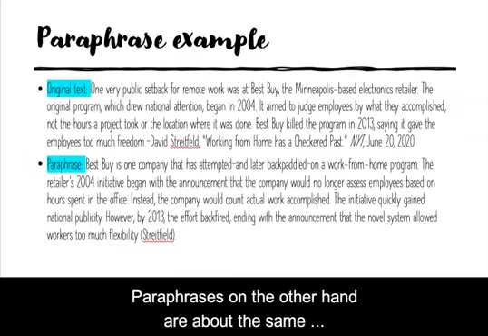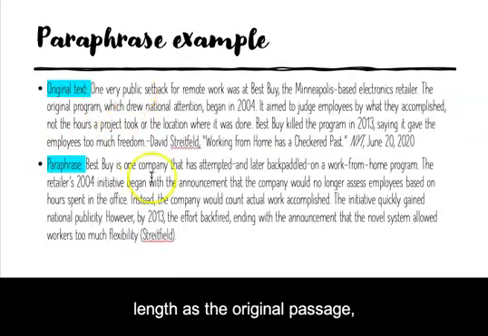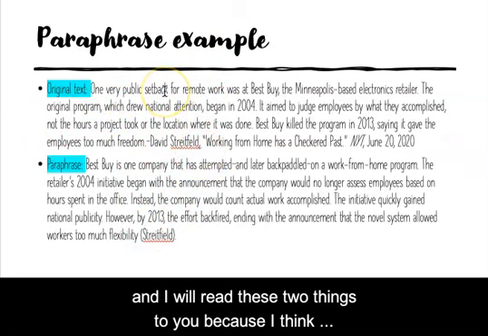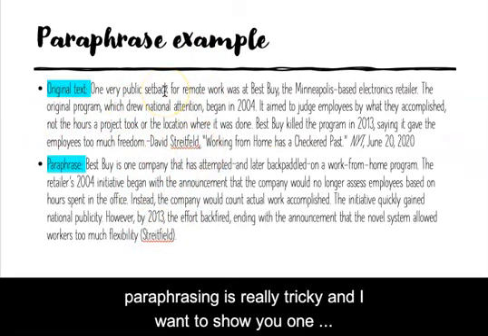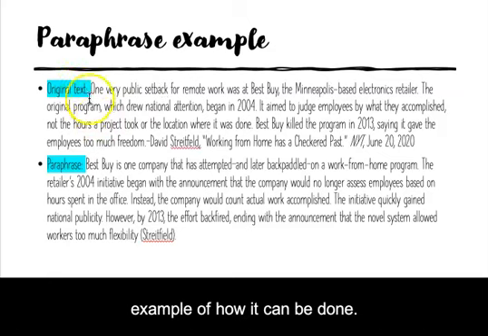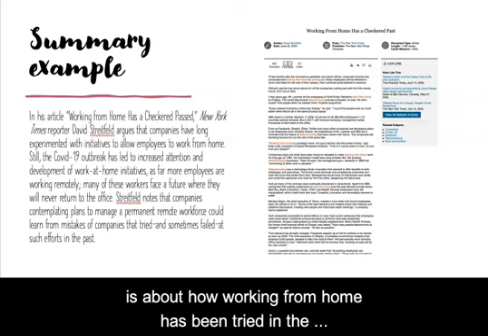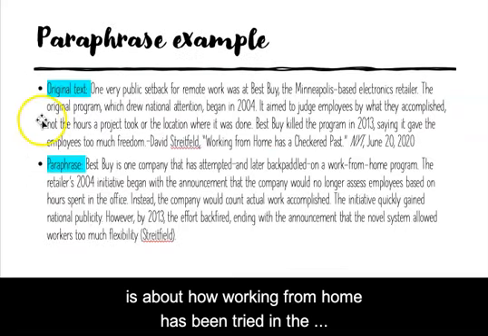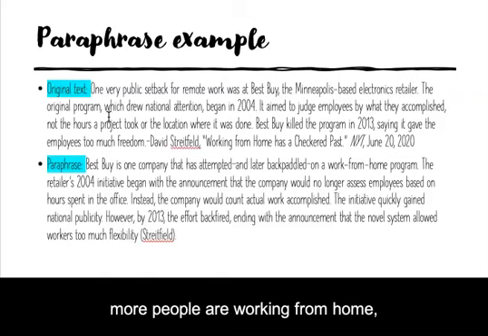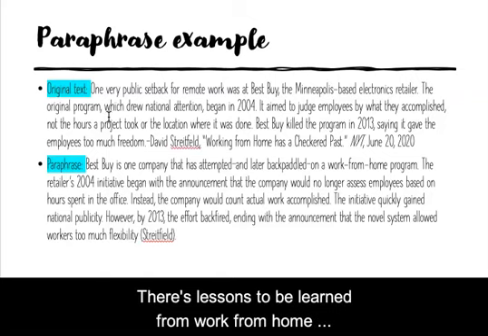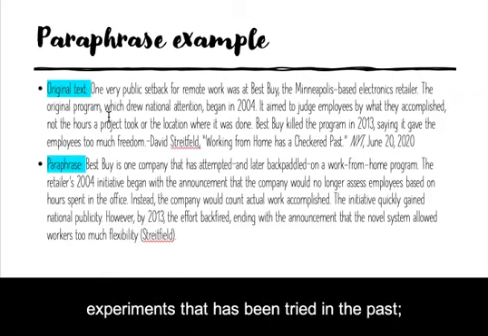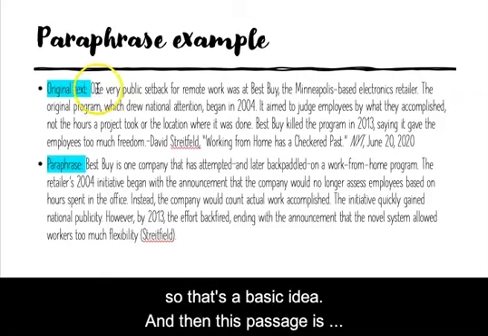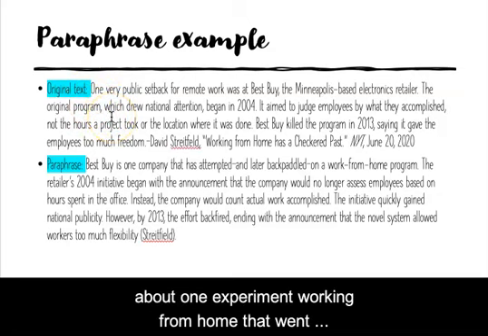Paraphrases, on the other hand, are about the same length as the original passage. And I will read these two things to you because I think paraphrasing is really tricky, and I want to show you one example of how it can be done. So the original article is about how working from home has been tried in the past. So in the era of COVID, when more people are working from home, there's lessons to be learned from work from home experiments that have been tried in the past. So that's the basic idea. And then this passage is about one experiment in working from home that went especially badly.